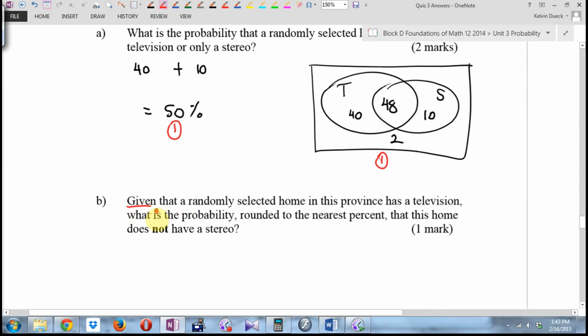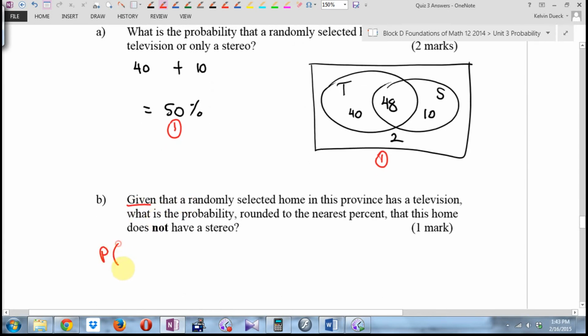Given. Given what? That we have a television. Find what? Does not have the stereo. Okay. Which is going to be not stereo and television divided by television. It's always, Rachel, both divided by the given one.